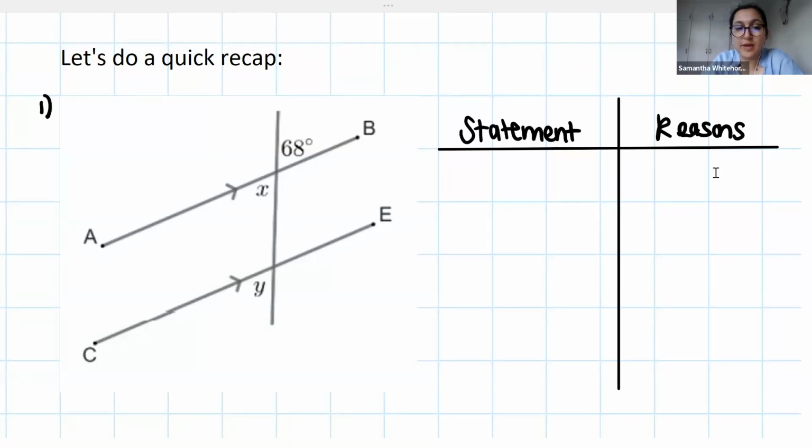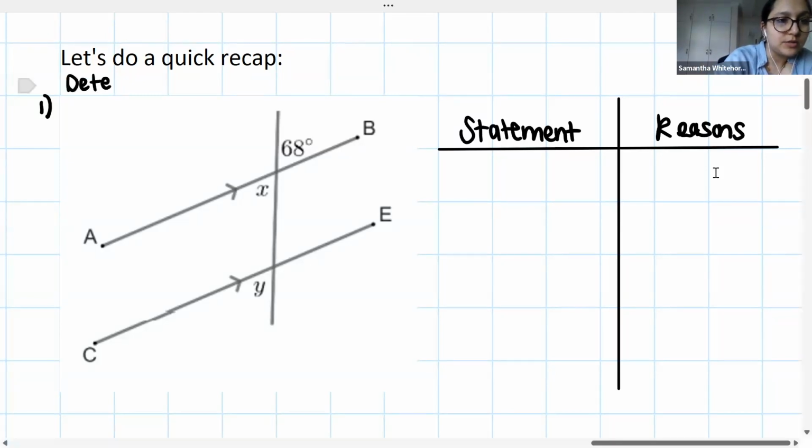And guys, remember you're looking for X and for Y. There's two letters there. I always forget to put an instruction. So remember our instruction will be: determine the value of the lowercase letters.